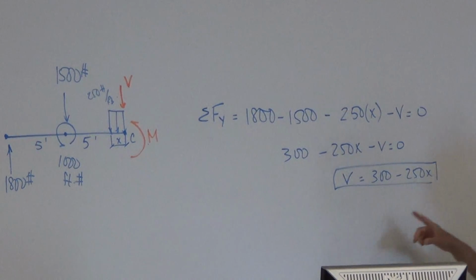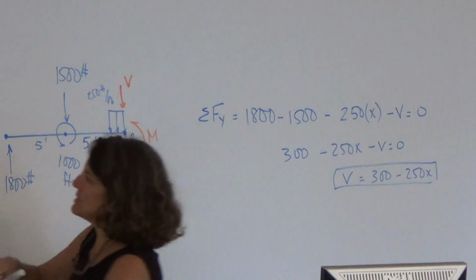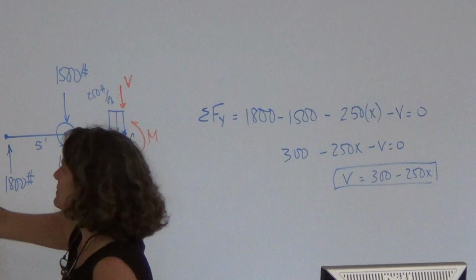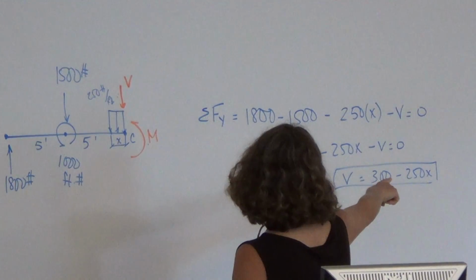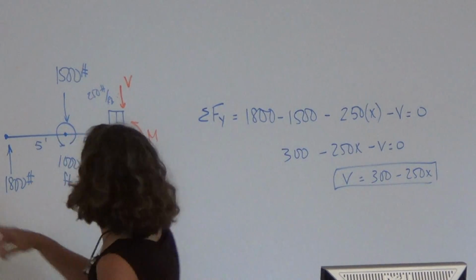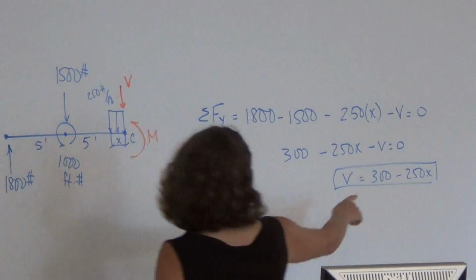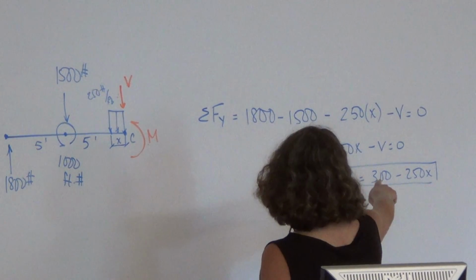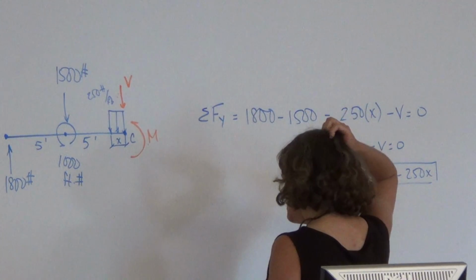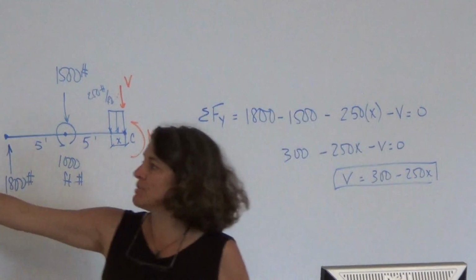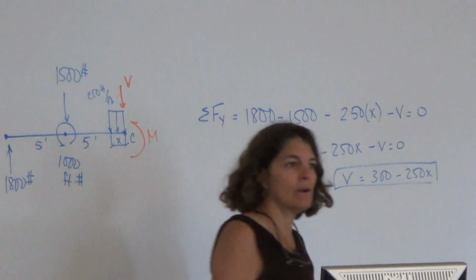And if you plug in x, it was 10 feet, right? So if I plug in 0, I know what the shear is. If I plug in 0, shear is 300 at this point. If I plug in 5, at this point, 5 times 250 is 1,250 minus 300, 950 negative. Anyway, if you plug in the values of x, you will get the shear diagram that you wanted.